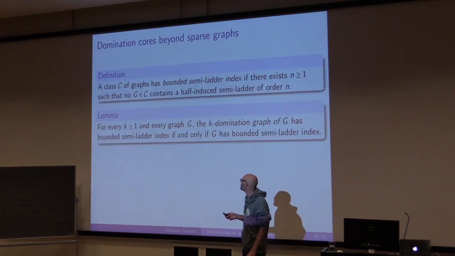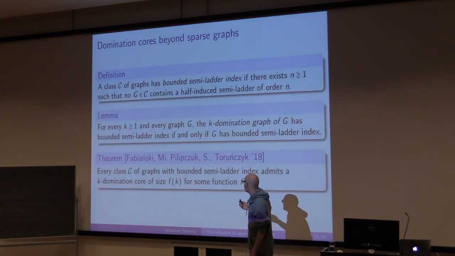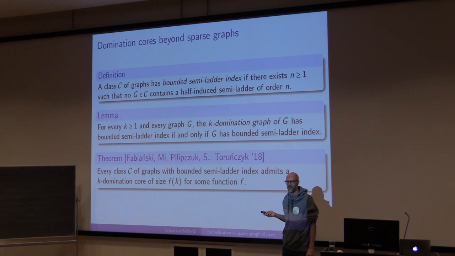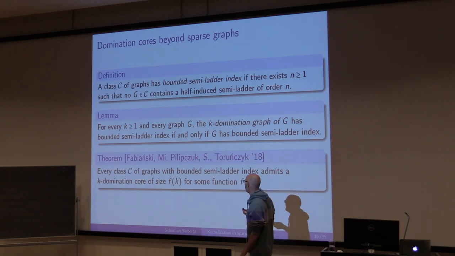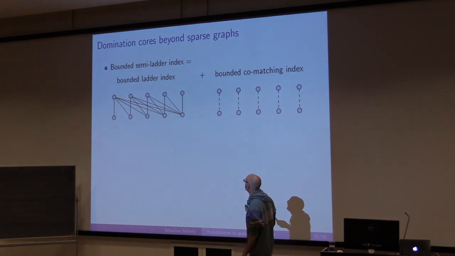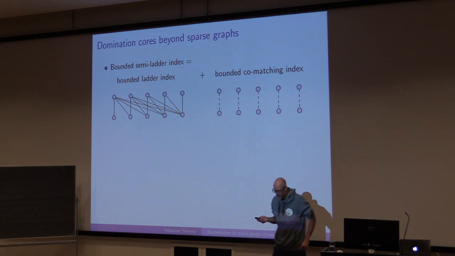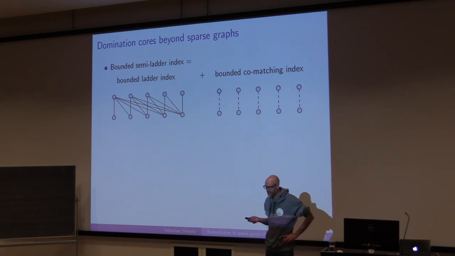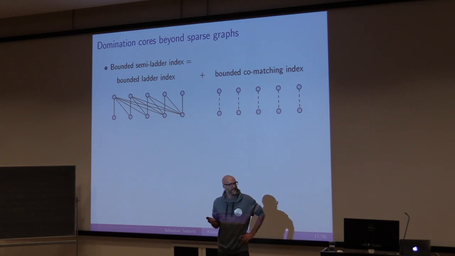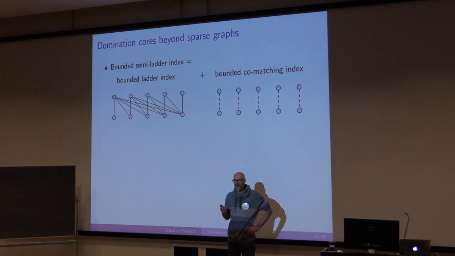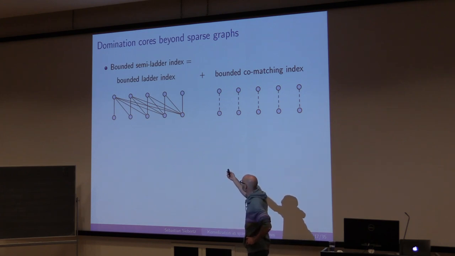However, you go to much more general classes, which are in particular no longer subgraph closed, but with a very simple approach to find those domination cores. So one other observation here: bounded semi-ladder index is just the same thing as bounded ladder index and bounded co-matching index. So a ladder is this graph here. This looks quite like a semi-ladder already.